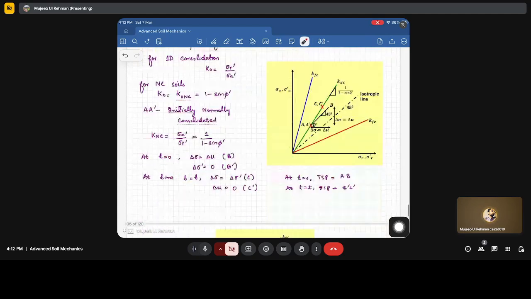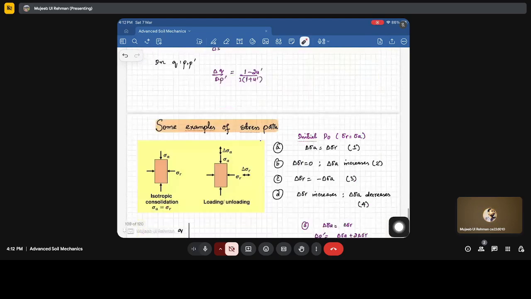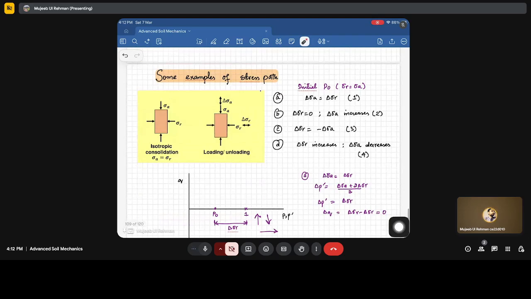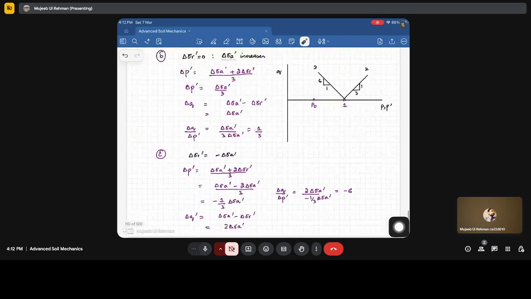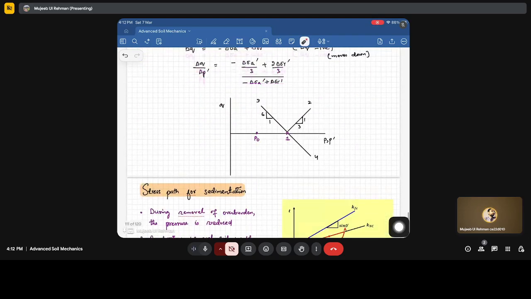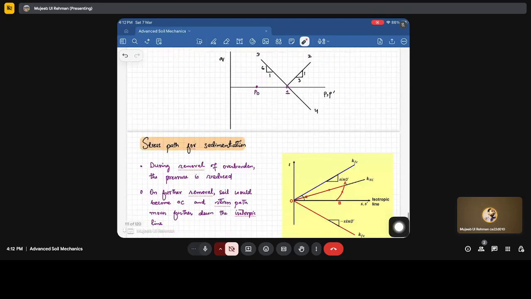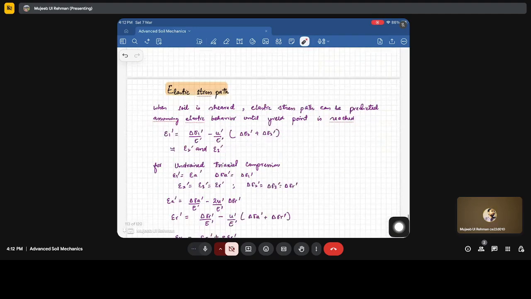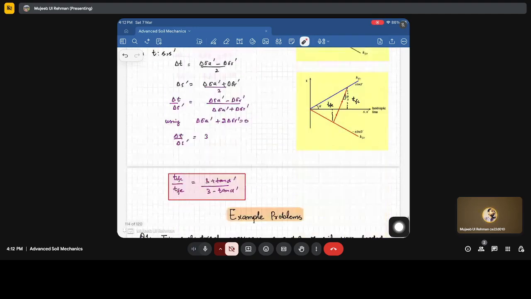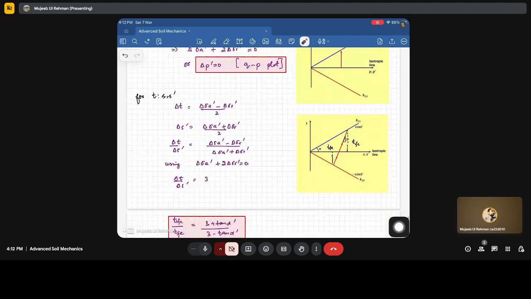Then the stress path for the isotropic consolidation in all the three representations. Then the stress path for 1D consolidation. After that, some examples of stress paths based on the variation of sigma a and sigma r. Then the stress path for sedimentation, the elastic stress path, how it is varying, and then we discussed the strength in compression and extension in the TS plot.